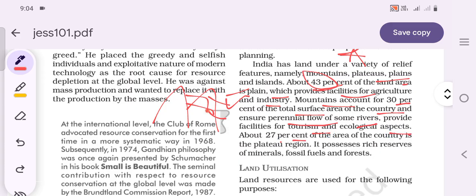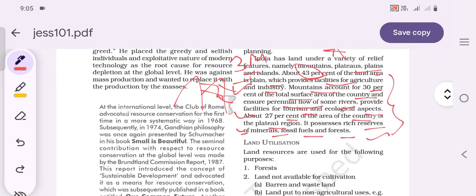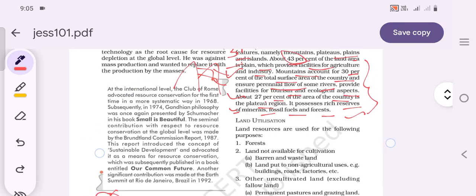About 27% of the area of the country is plateau region. It possesses rich reserves of minerals, fossil fuels, and forests. Rich reserves it provides, of minerals, fossil fuels, and forests. So this paragraph is highly essential, as you may get a 3 marks question on it, asking what the land is being used for, what are the purposes, and how much, what is the data actually.